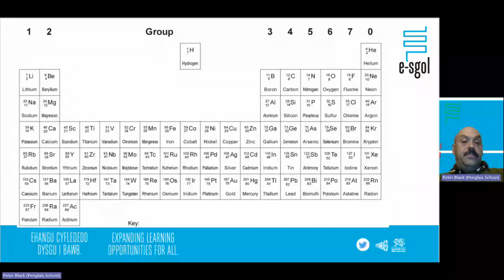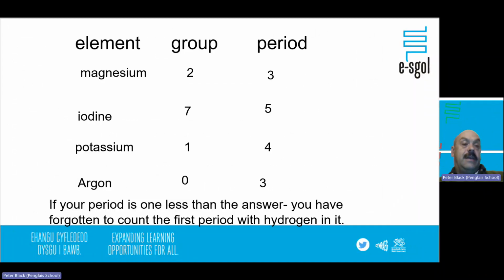Okay, so a little exercise for you to try there on the next slide. What I've got here is a little table of some group elements. We don't know what the element is, but I've given it a group and period, so identify the element. And then I've got the element here, and you're going to identify the group and the period. So I'm just going to wait for 1 second so you can pause.